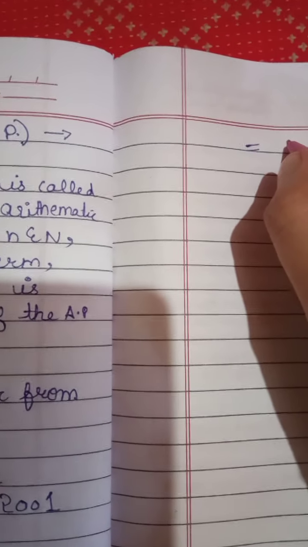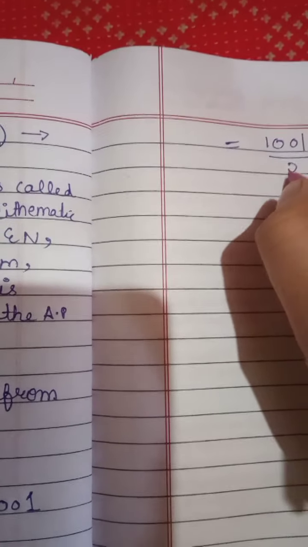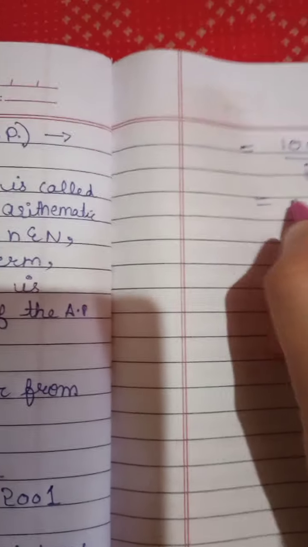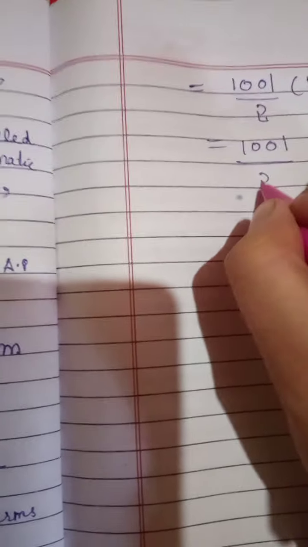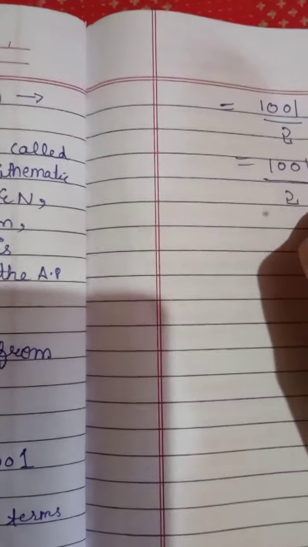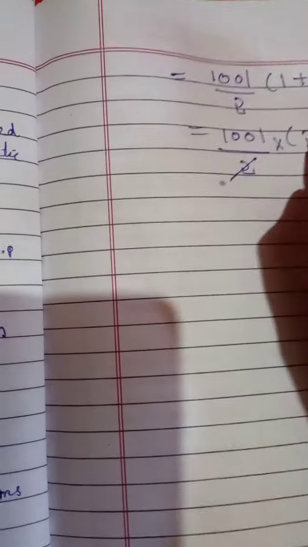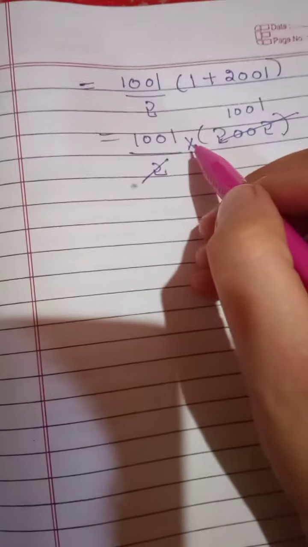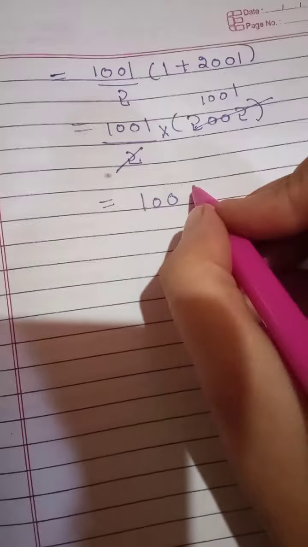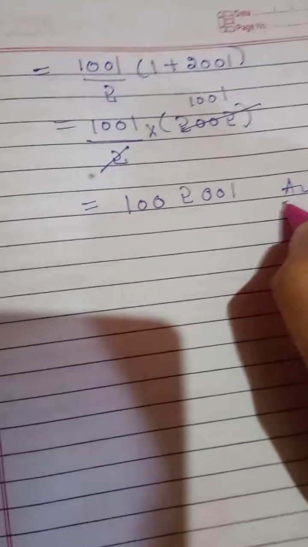So we get n is equal to 1001 upon 2, our a is 1, plus last term is 2001. So 1001 upon 2 times 2002; dividing, this is 1001. 1001 multiplied by 1001 is equal to 1002001. So this is our solution.